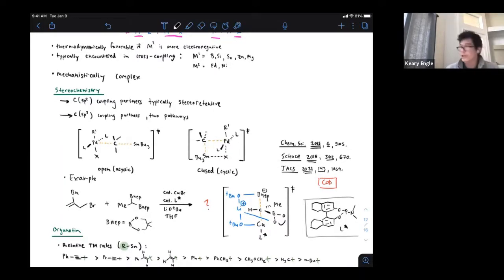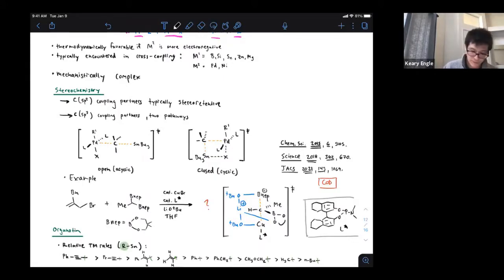So the simplest case is when you have an sp or sp2 hybridized carbogenic group, and in that case the systems are stereoretentive. Think of alkenyl tin reagents or alkenyl boron reagents. I think we all know this intuitively. Those are stereoretentive in terms of the alkene geometry.